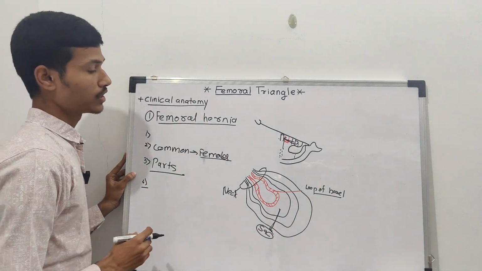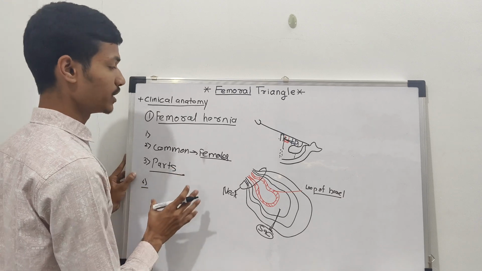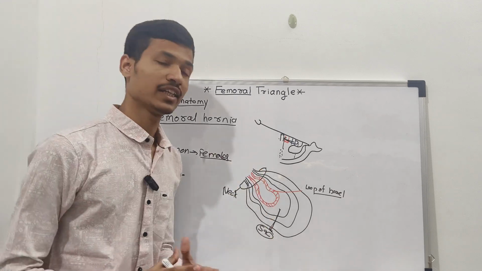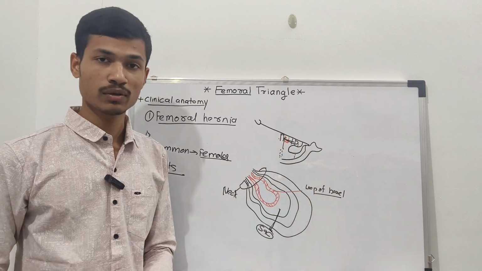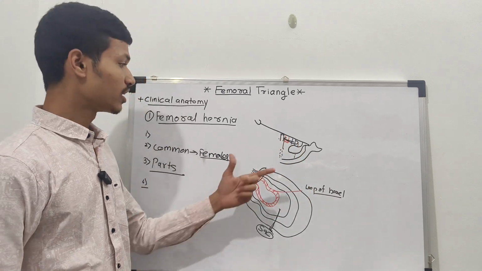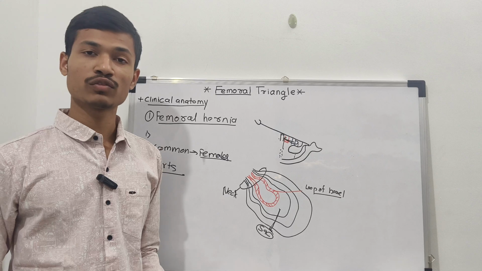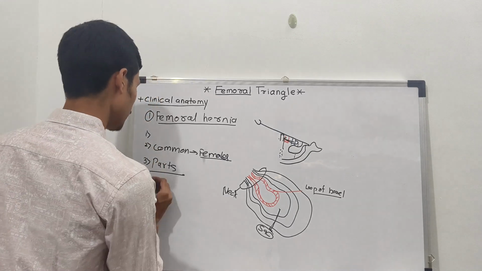Fourth, what is the treatment that can be taken? The treatment for femoral hernia is reduction via a surgical process. So that is the treatment.